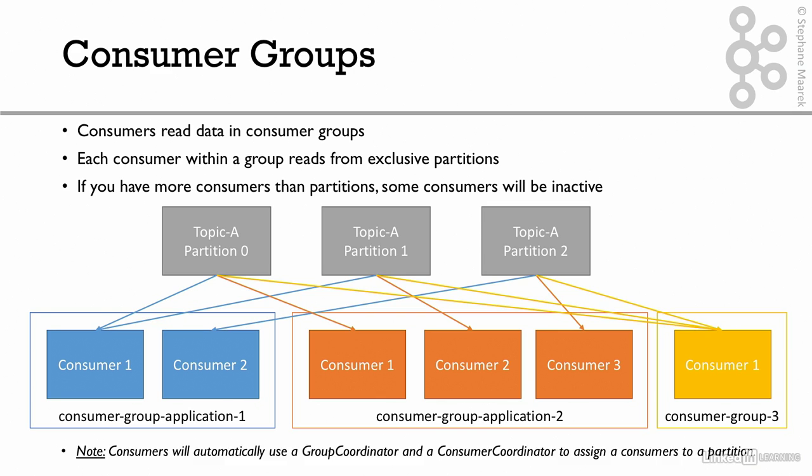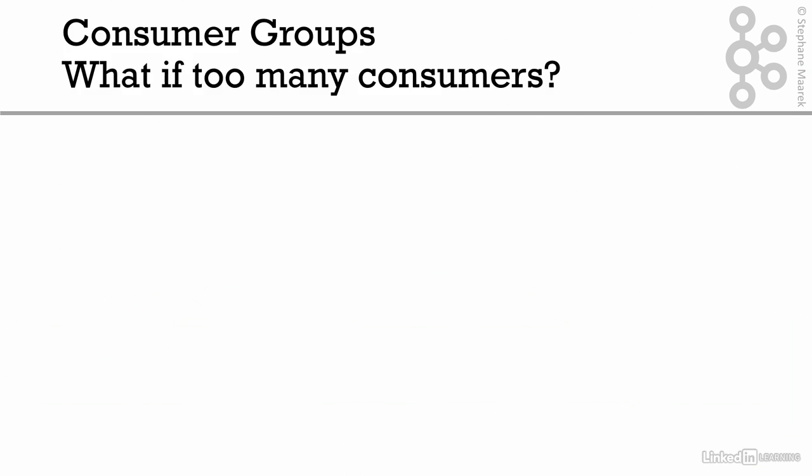But what happens when you have more consumers? Just before we do this, know that the consumers will know exactly how to coordinate and go to which partition automatically, using the group coordinator and the consumer coordinator. It's not something you have to program, it's a mechanism already implemented in Kafka, and we'll see a demo of it. So what if you have too many consumers?